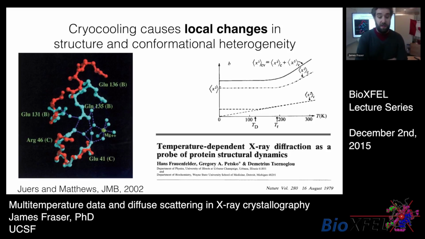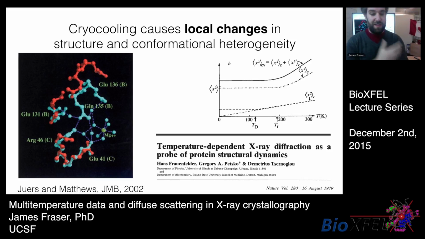Similar groups, from the same papers, have also shown that there are some very idiosyncratic local conformational changes in structure and as well in conformational heterogeneity that occur upon cryocooling. So on the left, again, I'm showing data from that Jewers and Matthews paper. You can see the room temperature structure in red and the cryocooled structure in blue, we actually see some displacement of some side chain and backbone atoms, as well as changes in solvation.